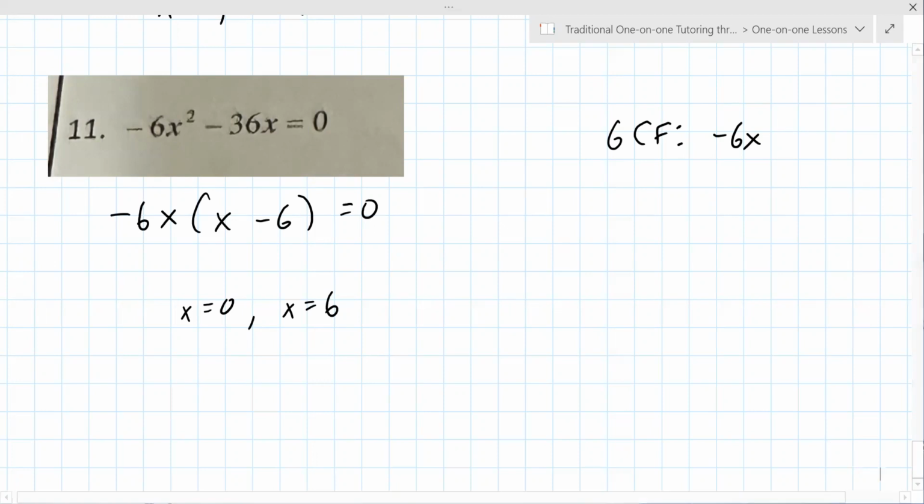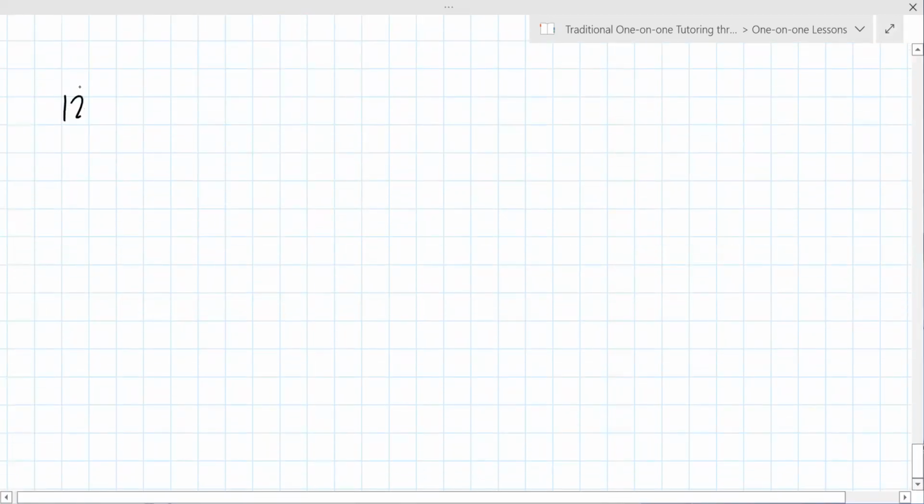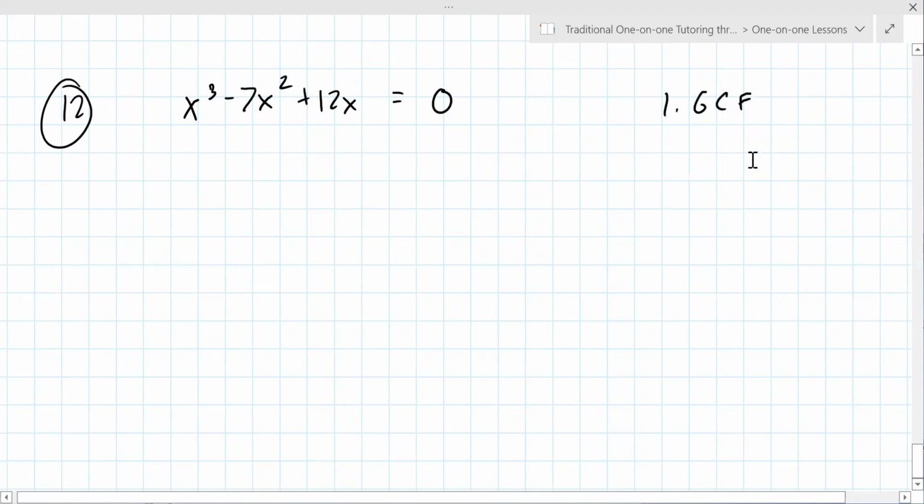Let's look at it. I'm going to modify 12 by adding a GCF to 12. So here's how I modify 12. x cubed minus 7x squared plus 12x equals 0. You should always look for a GCF. x. Factor that out. x squared minus 7x plus 12 equals 0. And now you have to factor, because there's nothing else. Well, you can do something with the inside here.